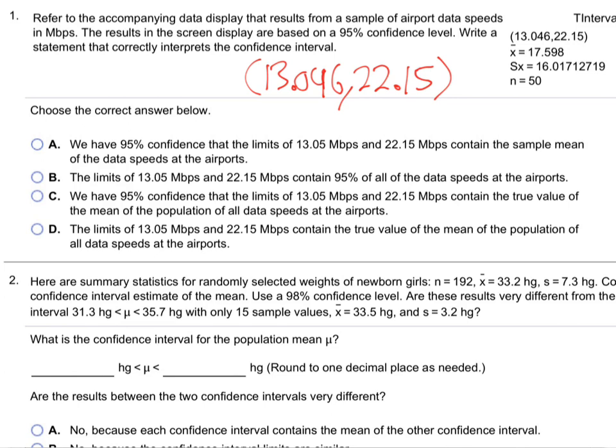That's the 95% confidence interval for airport data speeds. So what are we saying when we say that's a 95% confidence? By the way, see how those are average numbers, not percentages now? We always have this as a percentage, but that's the average data speed. That's the range of average data speeds at an airport.